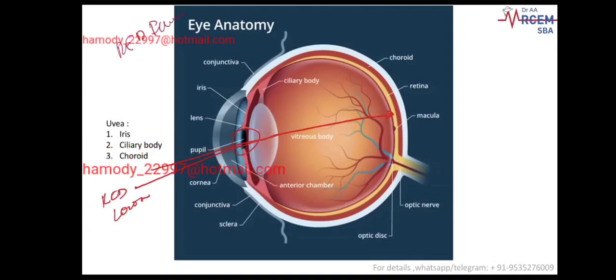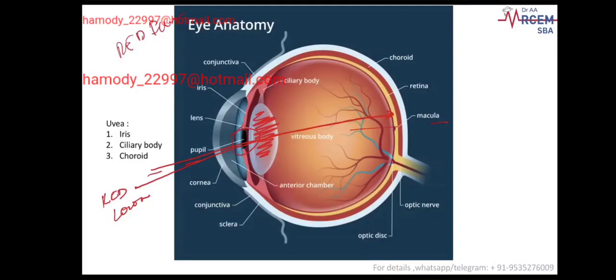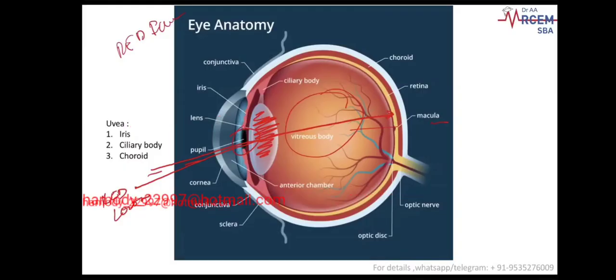Red reflex can be lost if something obstructs the light from falling on the retina. Various things can cause this. The opacity of the lens has increased, for example, cataract. There is bleeding in the vitreous body, vitreous hemorrhage. There is a retinal tear, so light cannot fall on the retina at all. In these conditions, red reflex will be absent.